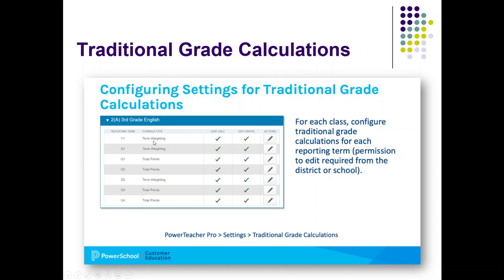Then the term weighting would take, let's say, the calculations from semester 1 and semester 2 to get you that final overall grade. So again, you would have to set these up by clicking the pencil icon, and then PowerSchool will do the calculations in the background.